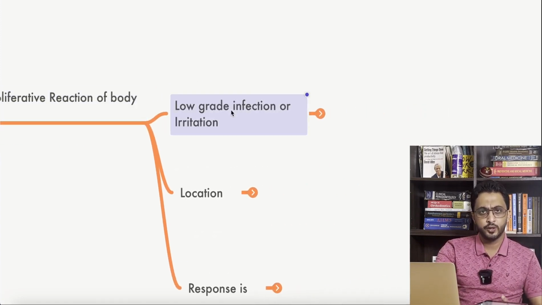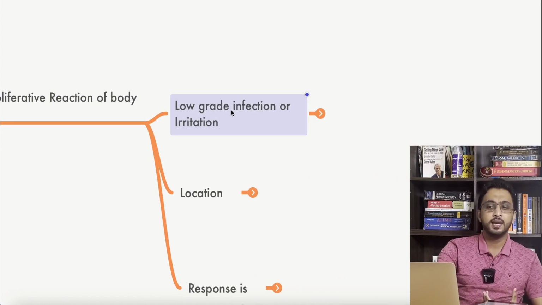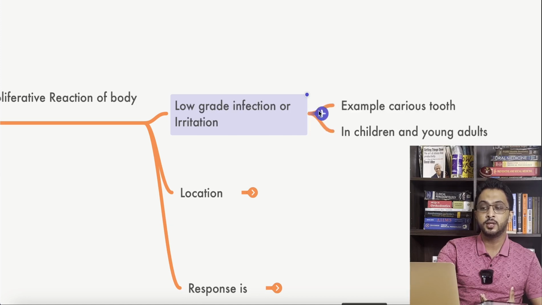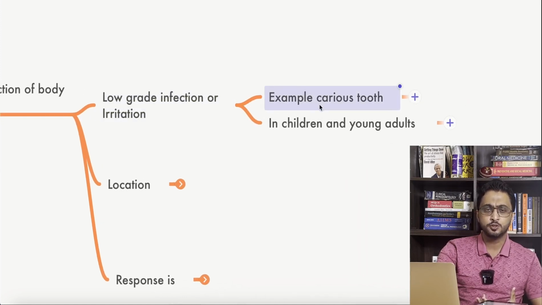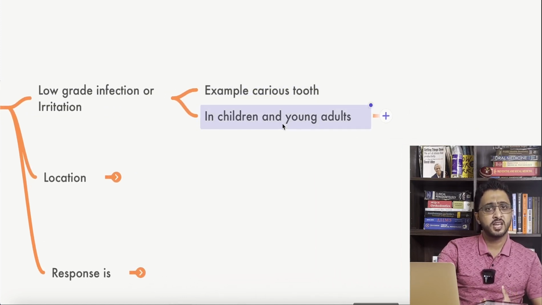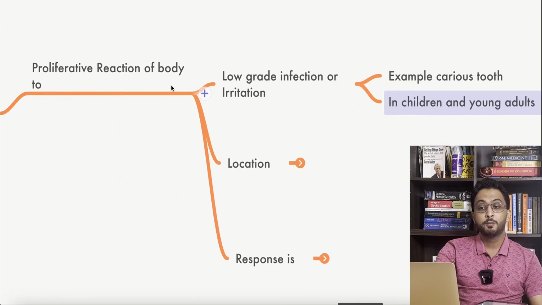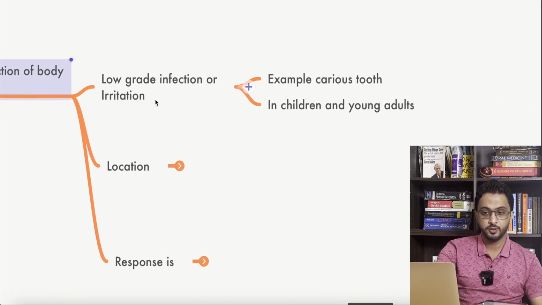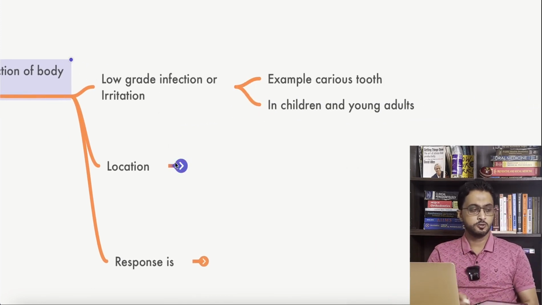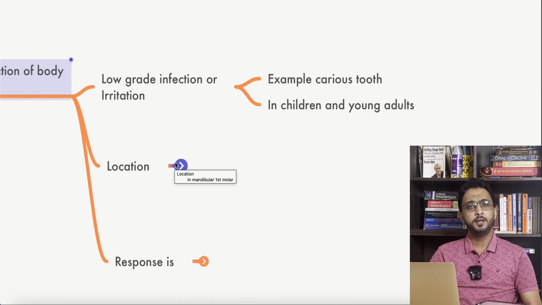Okay, so in response to what? To low grade infection or irritation. Low grade infection. It should definitely not be fractures. It's like caries, the carious teeth on the mandibular teeth. And it has to be in children and young adults, not like the case I told you. It has to be young children with good immunity, so that there is a proliferative response. Proliferation.